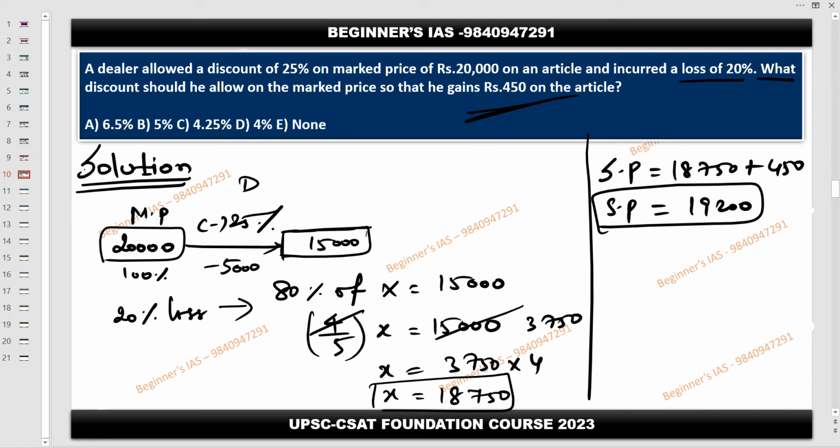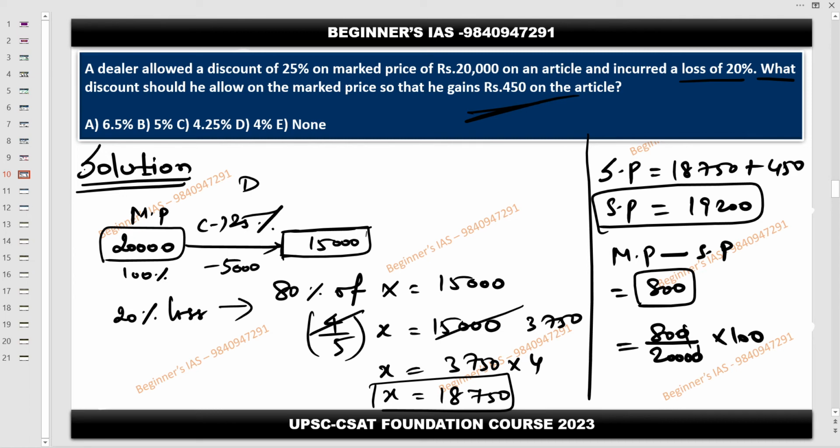Now on the market price, how much money? Now calculator. What would be the MP? MP minus SP. Calculate. MP minus SP is equal to what? 800. So calculate this in terms of a percentage. 800 by 20,000 into 100.